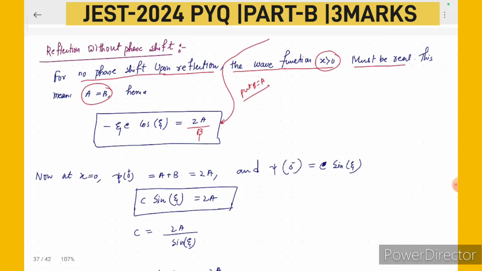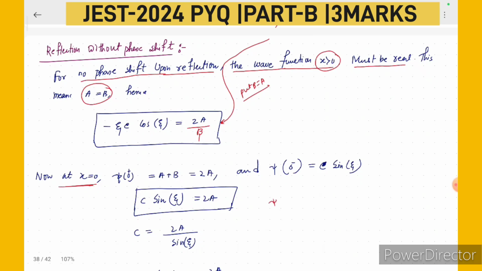Now at x equals 0, psi of 0 plus is equal to A plus B, and that is equal to 2A, and psi of 0 minus is equal to C sine zeta. Why?